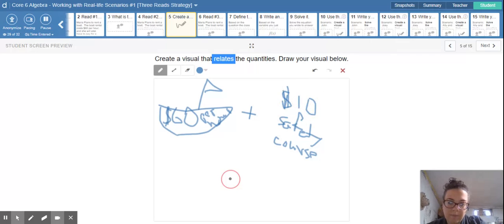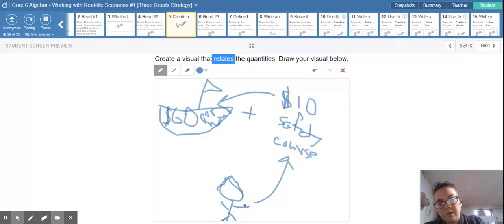All right, and then you have Maria. I love drawing stick figures. It's my only way of drawing people, really. And she has a certain amount of money. She's going to go to the safety course. She's going to pay the $10 and she's going to go rent this boat, $60 per hour. But she only has a certain amount of money. So she has some dollars and she has $280.